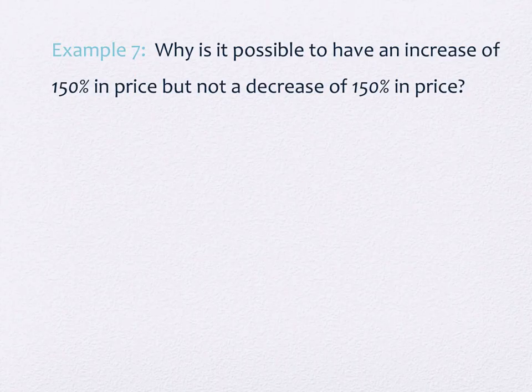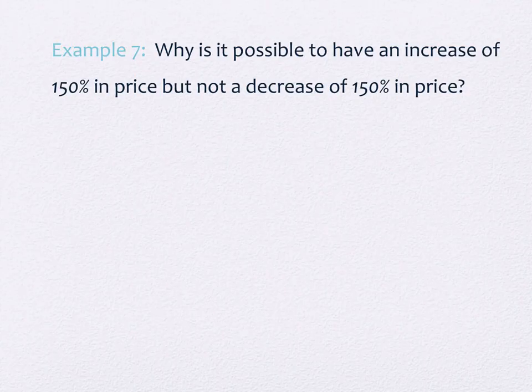So here's our first question for today, example 7. Why is it possible to have an increase of 150% in price, but not a decrease of 150% in price? What do you think, Abriana? Probably because if it was like decrease 150, you'd be like negative. Yeah. So if we were to decrease 150%, we'd be at a negative amount.